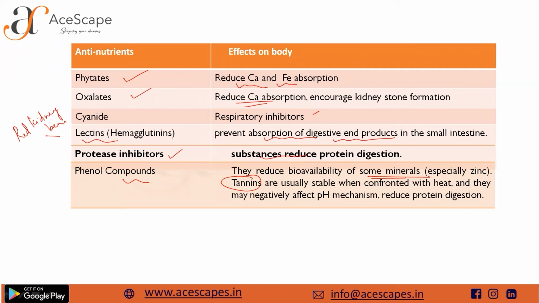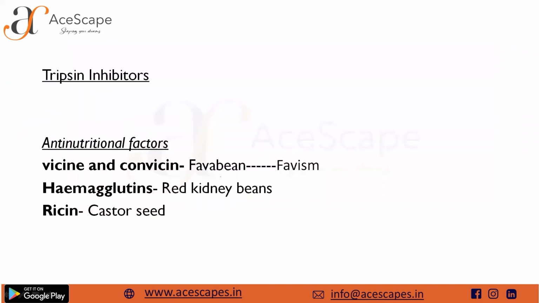They can also have some effects like protein indigestion. So those effects are also there for these phenolic compounds. So what are the functions of phytates? Phytates reduce the absorption of calcium and iron. What do oxalates do? They reduce the absorption of calcium. Cyanide is a respiratory inhibitor. Then protease inhibitors reduce the digestion of protein. Then what do phenolic compounds like tannin do? They also reduce the bioavailability of minerals. So we'll see one by one.